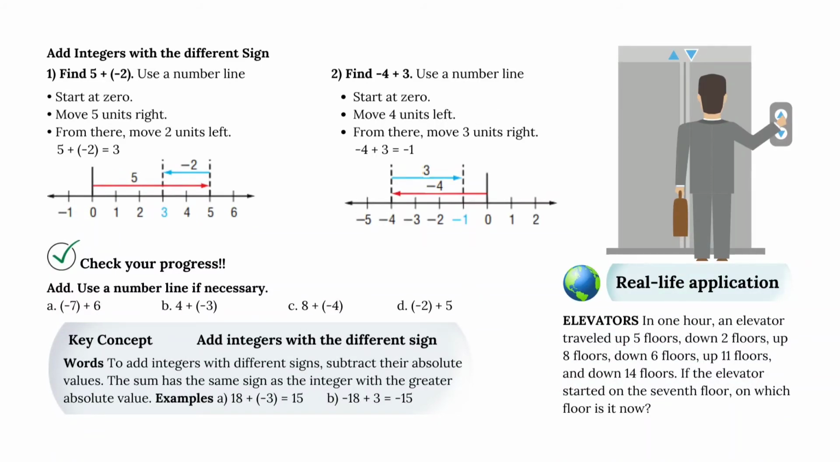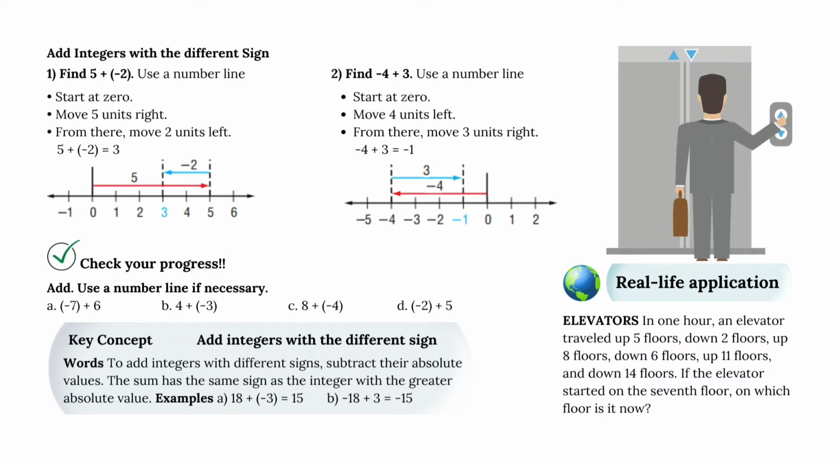The second point in the main idea of today's lesson is add integers with a different sign. Find the sum of 5 and negative 2. Use a number line. Start at 0, move 5 units right. From there, move 2 units left, as shown in the number line. Therefore, the sum of 5 and negative 2 is equal to 3. The second example shows the sum of negative 4 and positive 3 using a number line. Now it's time to check your progress. Add. Use a number line if necessary.